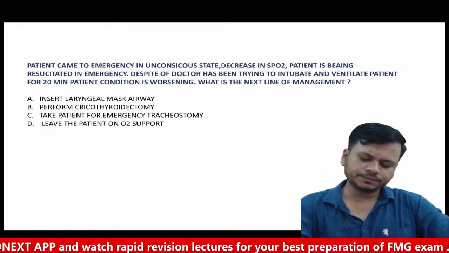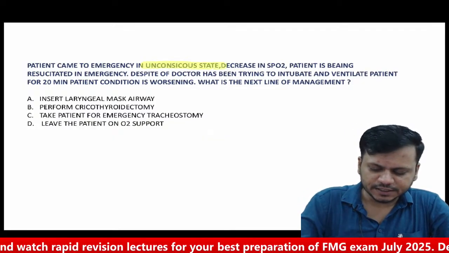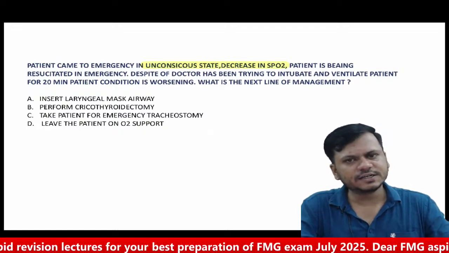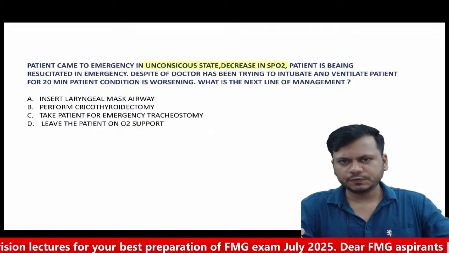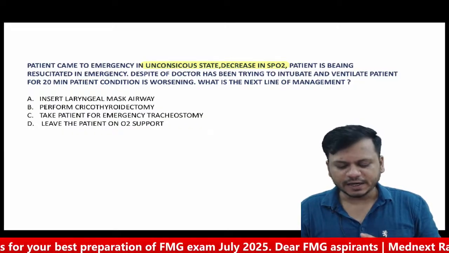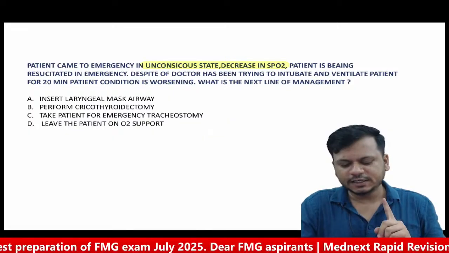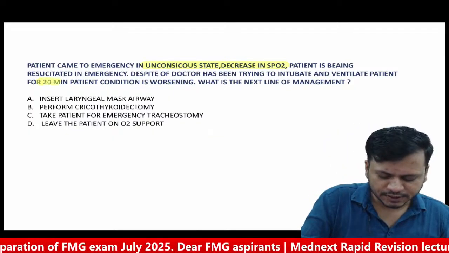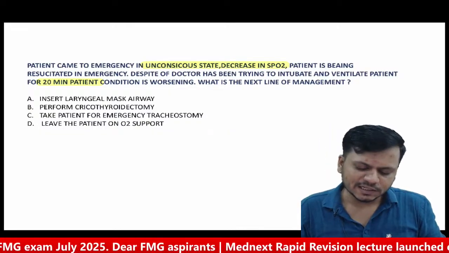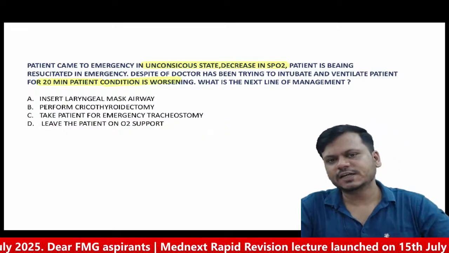Next question. Patient came to emergency in unconscious state, decrease in SpO2, and patient had respiratory distress as well. The question which students gave me, I have made this question according to that, right? Despite doctors trying to intubate and ventilate the patient for 20 minutes, it was written over there. Okay, 20 minutes, I have got so many reviews for this, right? And patient condition is worsening. What is the next line of management?